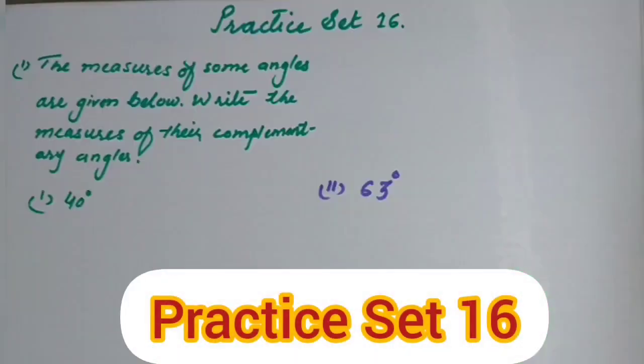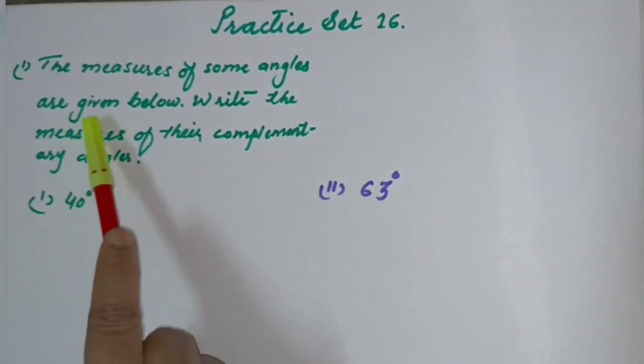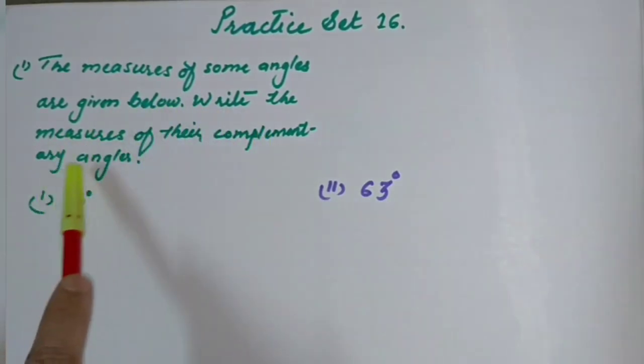Today we are going to learn the first chapter of maths, that is angles and pairs of angles. Okay, let's start. Practice set 16. First question. The measures of some angles are given below. Write the measures of their complementary angles.